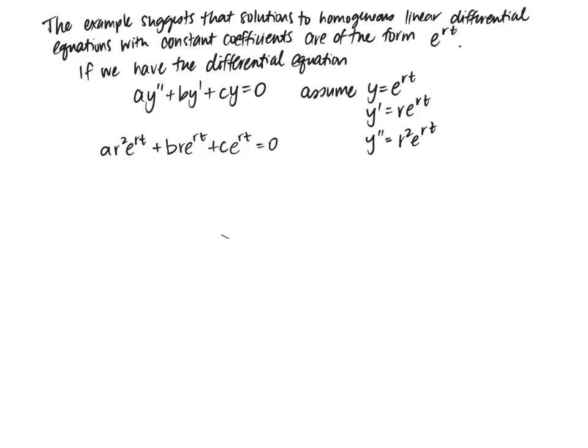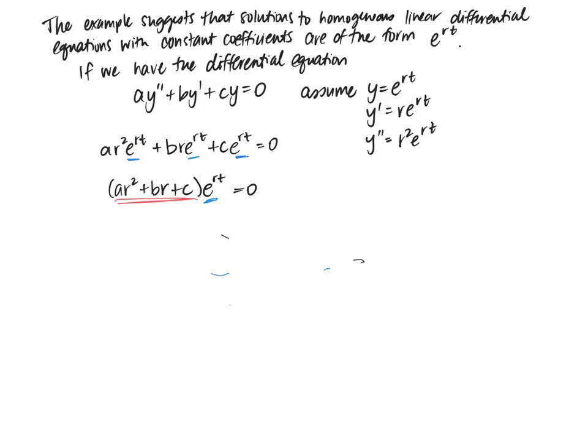Now notice that all of those terms have this e to the rt in them. So what I can do is factor that out. Then I'll get a r squared plus b r plus c, times e to the rt, equals 0. Well, what do I know about this exponential function here? I know that there is no value of t for which e to the rt is 0. So the only way I'm going to get solutions is if this other factor is equal to 0.